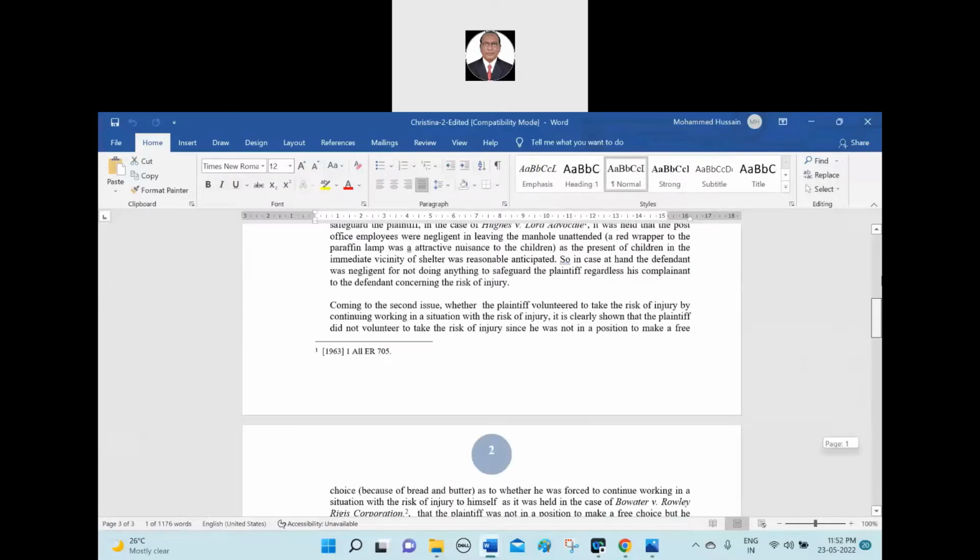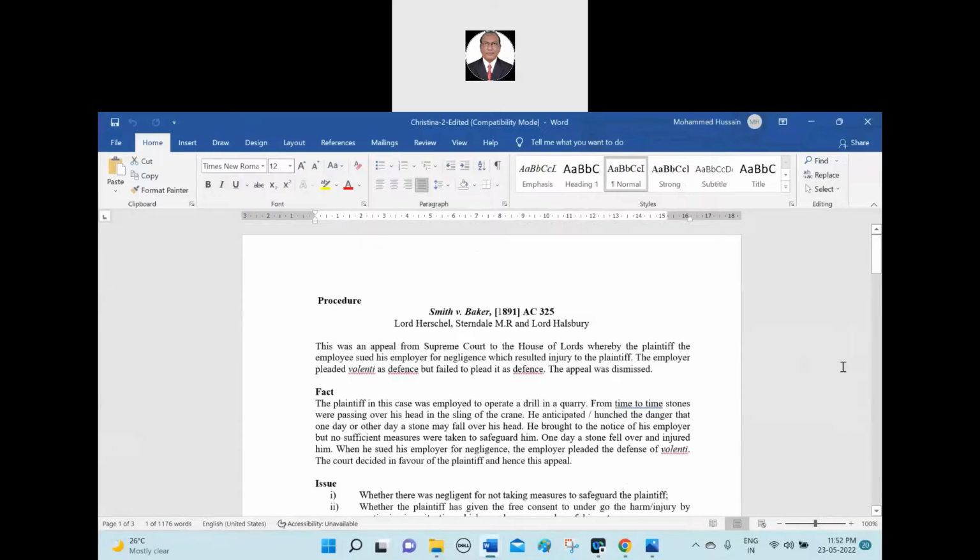So now, procedure. First and foremost comes the side heading, Procedure. Then comes the title of the case law with the full citation. The title of the case law is Smith, small v, full stop, Baker, comma, 1891 in square brackets, AC 325. My question to you: why is it a square bracket? Why is it not a round bracket or parenthesis?